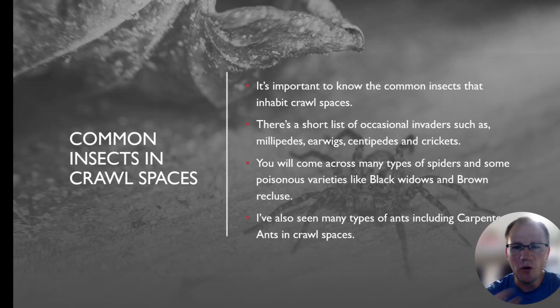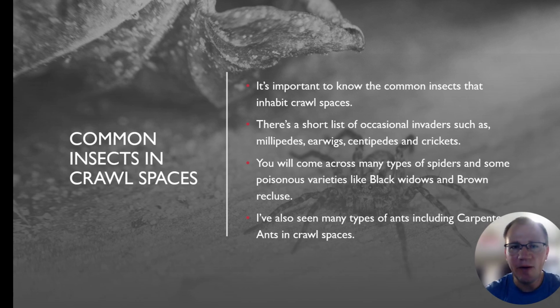It's going to be important for you to know the common insects that inhabit crawl spaces. There's going to be a short list of occasional invaders such as millipedes, earwigs, centipedes, crickets, things like that. This is definitely not a comprehensive list, but you can imagine any insect that really likes moisture is definitely going to be drawn to a crawl space. Plus it gives them a little bit of shelter, and it also gives them protection from the outdoor habitat.